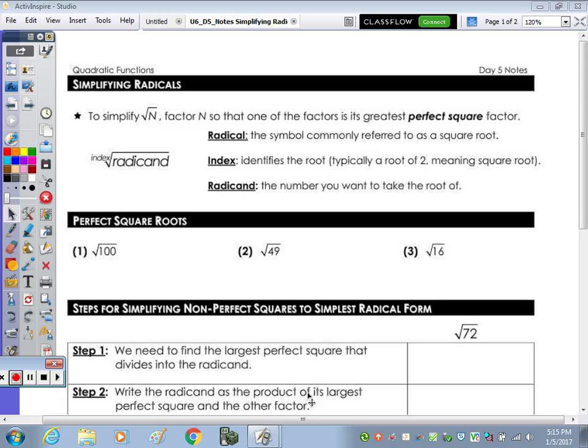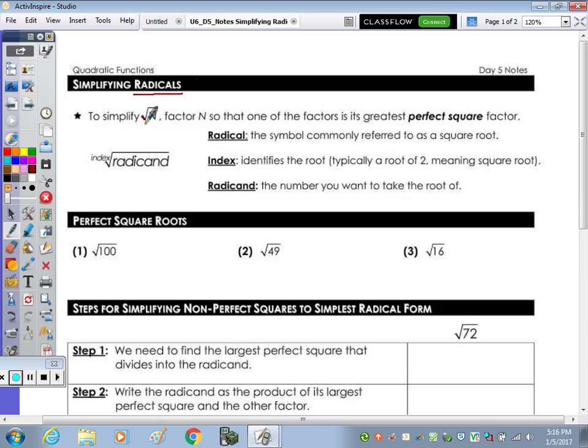Today we're going to take a look at simplifying radicals. We're going to take a break from quadratics because we need to be able to simplify a radical in an upcoming lesson. So we need to take a moment today on just simplifying a radical. A radical is a square root.